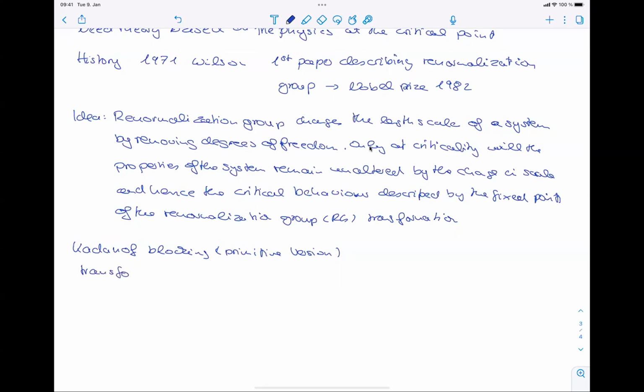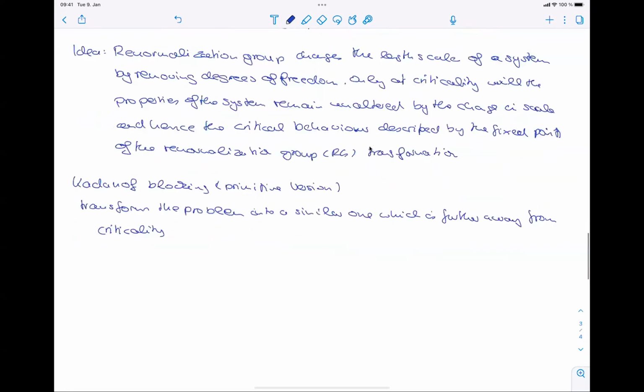So I transform the problem into a similar one, which is further away from criticality. So what does it mean?